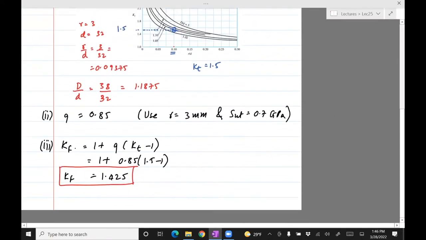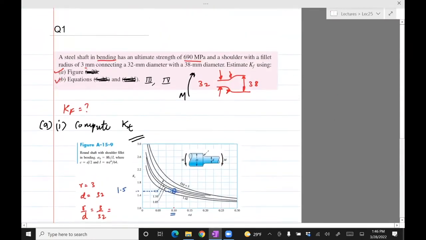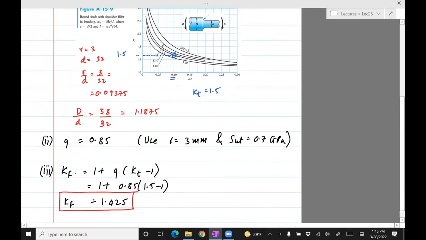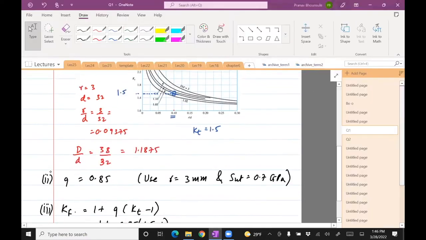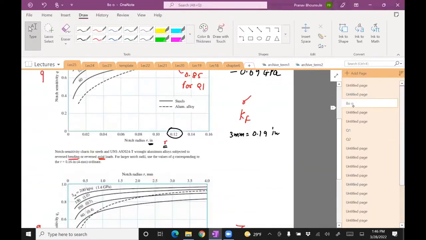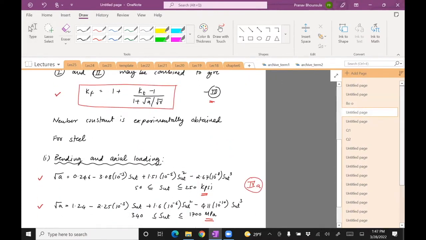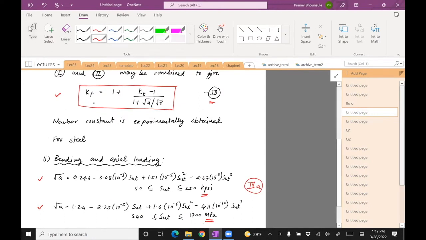Okay, we've done this calculation using the plot, the figure. Let's see if we can do it with these equations 3 and 4. So let's see what equations 3 and 4 are. They are right here. 3 is this, and 4 is here. So this is going to give us KF directly from KT. So we need KT, and we need the value for square root of A and R.